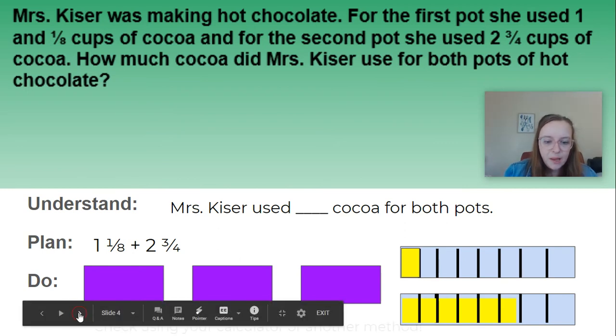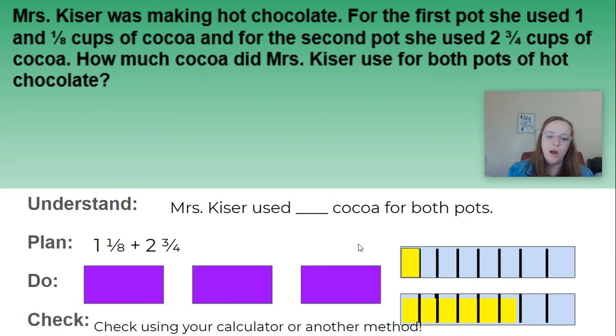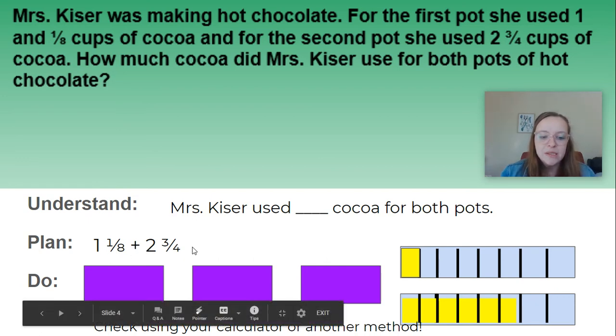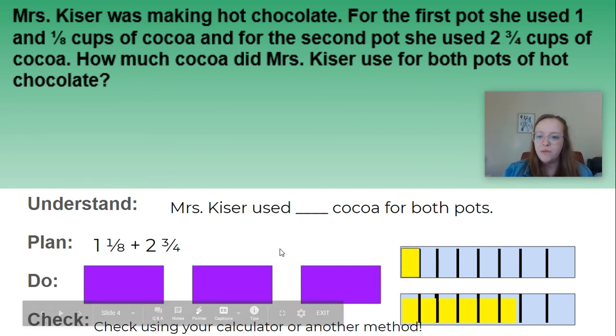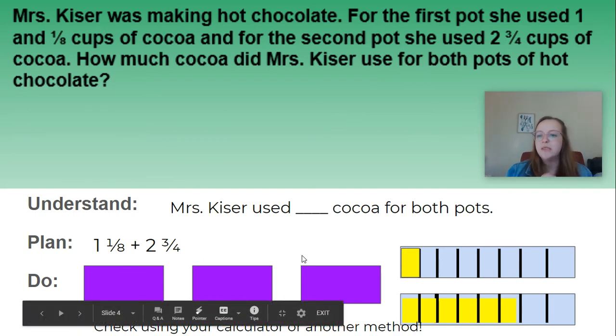And the next step is to check. So we can check using our calculator or another method. If you knew at the beginning that fourths and eighths kind of go together, if you knew that 6/8 was equal to 3/4, then you could see that I would have 3 wholes and 7/8. So our answer definitely makes sense. You could also just type this into the calculator to check it.